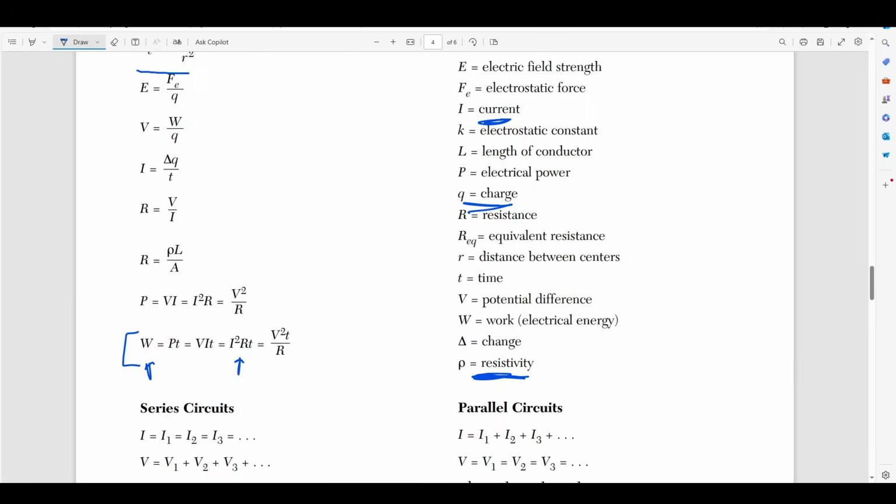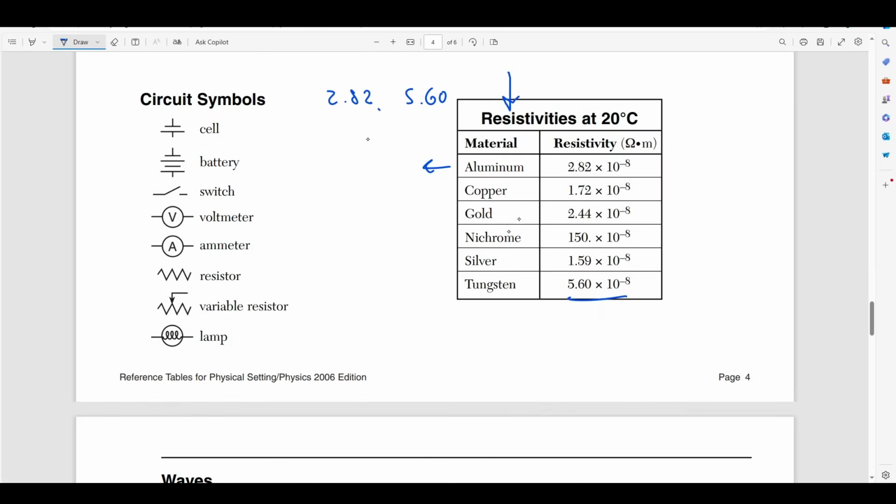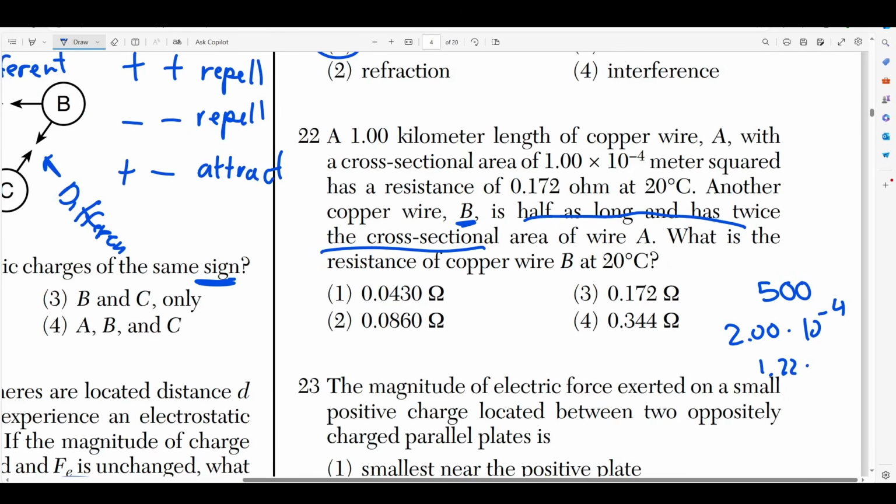And it's copper, right? So it's the same material. Here we have to look at copper, and it's 1.72 times 10 to the negative 8. Remember that resistance is equal to resistivity times the length over the cross-sectional area. So if you plug these values in, you plug 500 in for L, you plug 1.72 times 10 to the negative 8 in for resistivity, and you divide it all by 2.00 times 10 to the negative 4, plug that all into your calculator, you get answer choice 1.